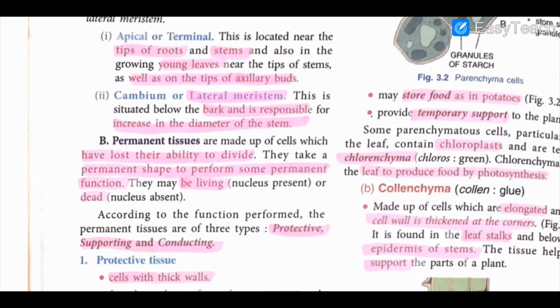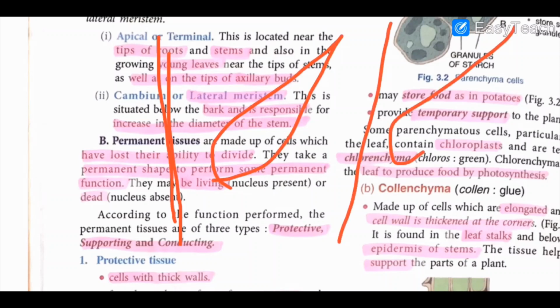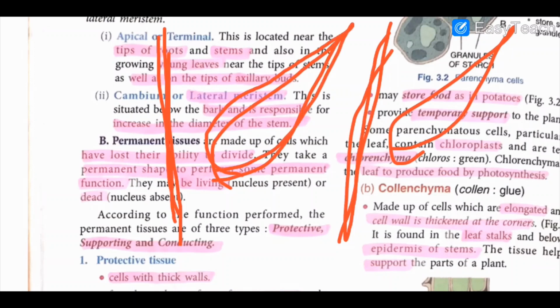Of course, that when we say that it is located near the tips of the roots and stems, this stands for that this type of meristematic tissue is meant to increase in length like this, like this, like this. So it's present at the tip of your stem. So it keeps on growing and growing and becomes into a permanent plant. Then your leaves again have to keep on growing in length, right? Again your stem and once again your leaf.